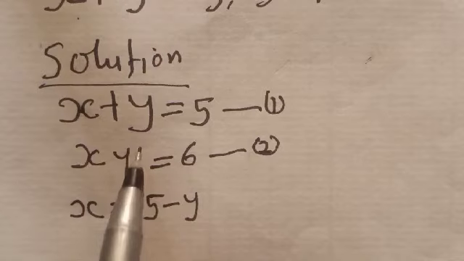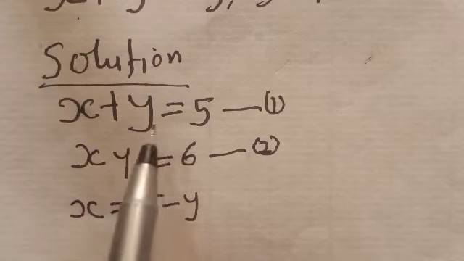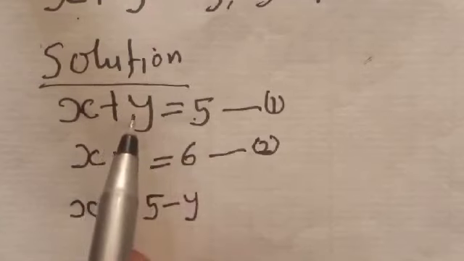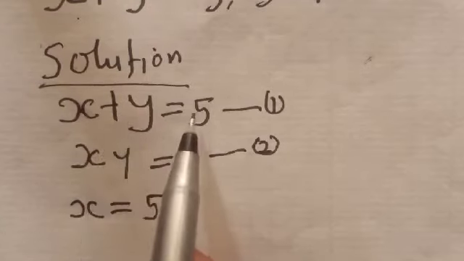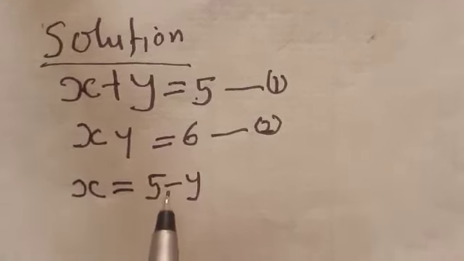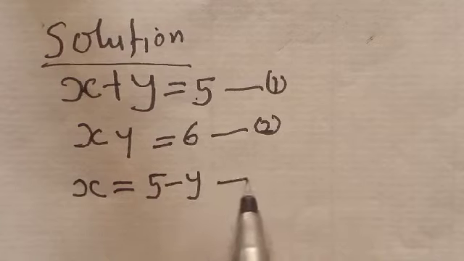x is equal to 5, and if this y comes to this side, it will be minus, because this is positive. When the positive crosses the equal sign, it will become minus. Now x is equal to 5 minus y. Now let's make this equation 3.